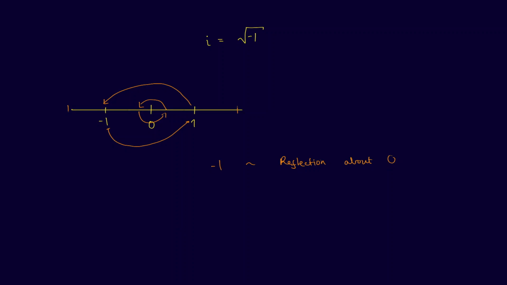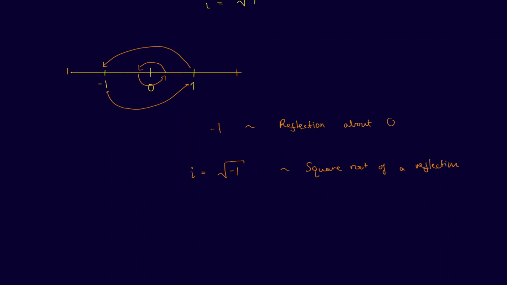Well, we're about ready to understand what i is then. i is something which is a square root of a reflection. So what would a square root of a reflection be?